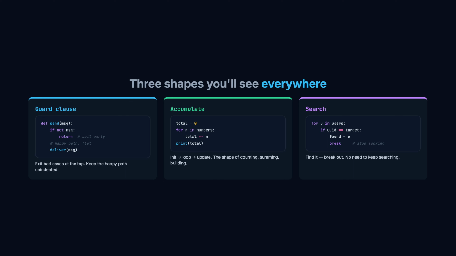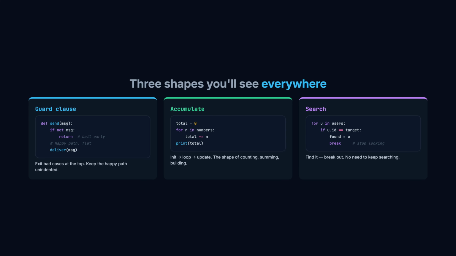Second, loop plus accumulate. Initialize a variable. Loop through items. Update the variable each time. total = 0. For n in numbers, total += n. You have already used this in the guessing game with the attempts counter. It is the basic shape of counting, summing, and building lists.